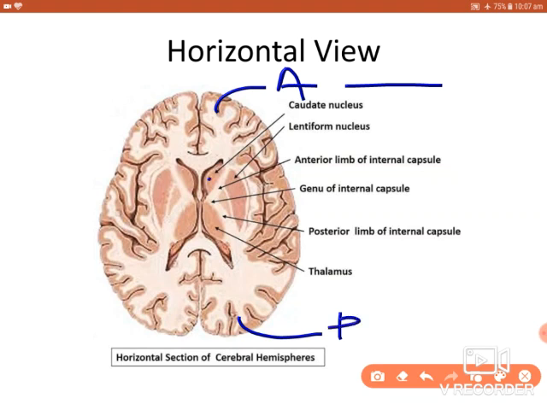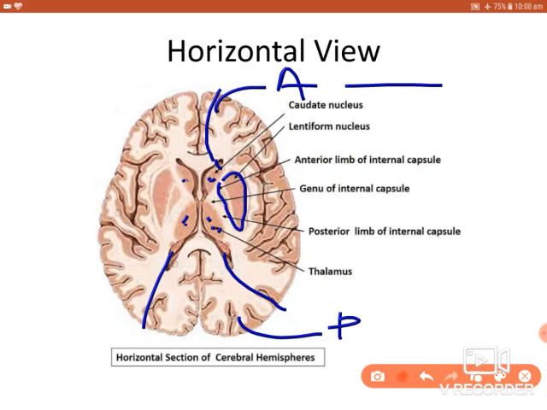You can see this is the caudate nucleus. This is the anterior horn of the lateral ventricle. This is the thalamus here. This is the posterior horn of the lateral ventricle. Then here this is the lentiform nucleus.